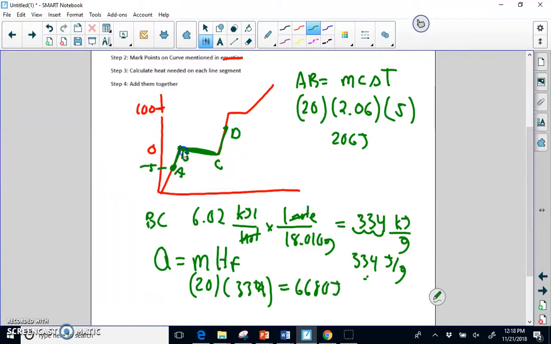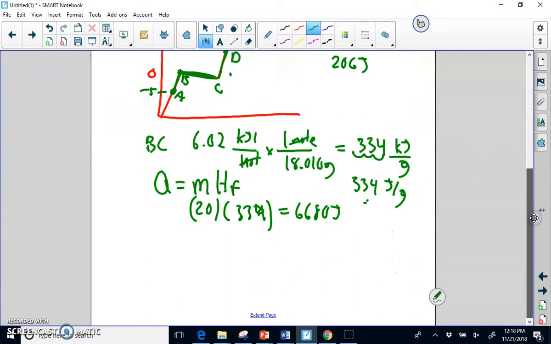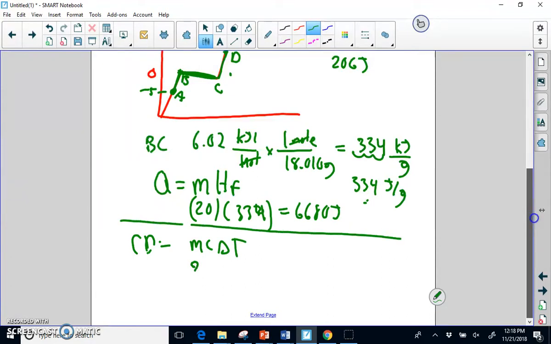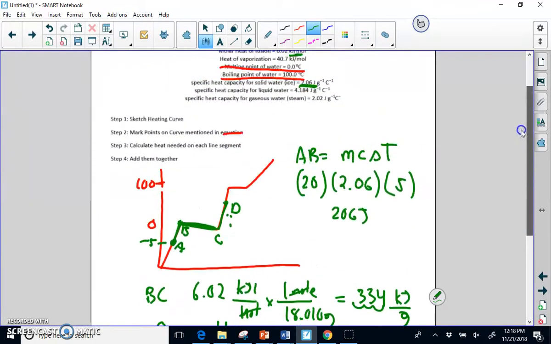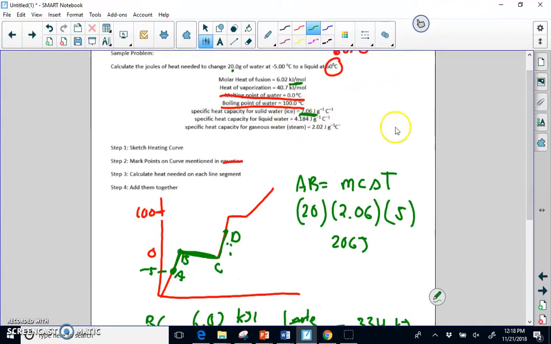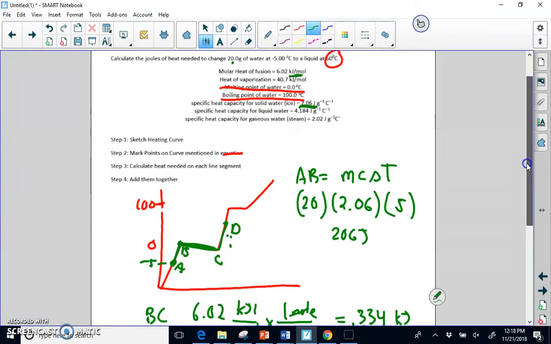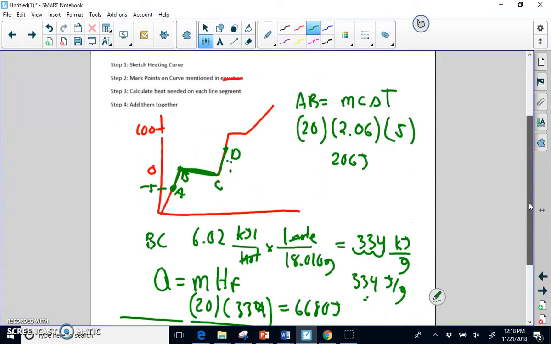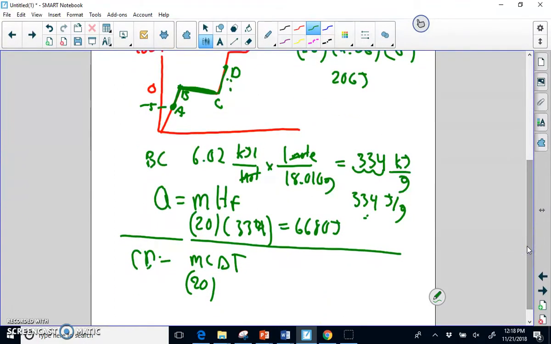Last, we have to do line segment CD, where again the temperature is going up. So we're going to use our mc change in T. Our mass is still 20. Here we're in the liquid form, so we want to make sure that we use the specific heat of water in the liquid form. I gave it in more decimal places, but we'll just use 4.18, since the AP exam is going to use 4.18.